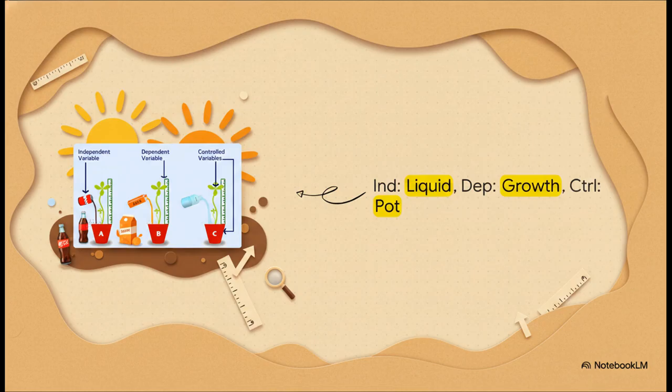But for this to actually be a FAIR test, we have to look at the control variables. Notice how every single plant is in the exact same red pot? They have the exact same amount of soil, and they're kept in the exact same light conditions. If one plant was sitting in a dark closet and another was sitting in the bright sun, you couldn't make a valid conclusion about the liquid because the light totally interfered.